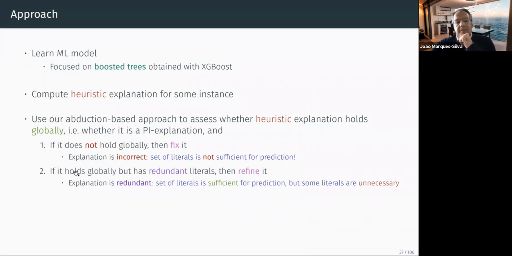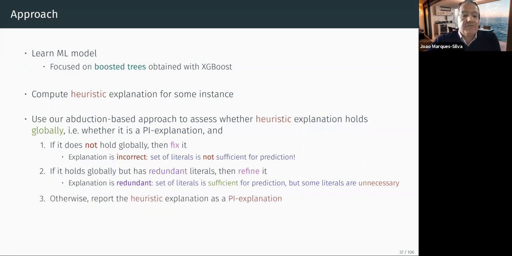If the explanation holds globally, but it has redundant literals, then we can refine it. So we just take literals that are irrelevant, and in this case, we mark the explanation as redundant. So the set of literals is sufficient for the prediction, but some literals are really not necessary. And finally, if case 1 and case 2 fail, then we say that the heuristic explanation is indeed the PI explanation as we defined it in this lecture.